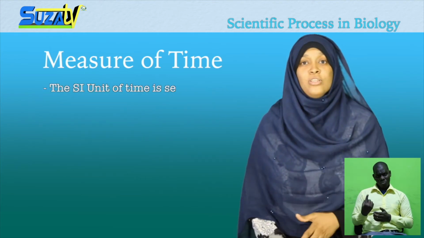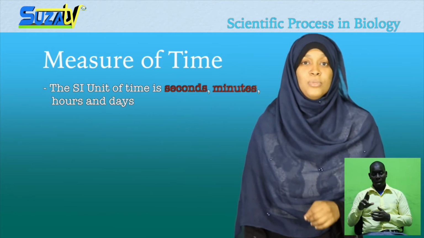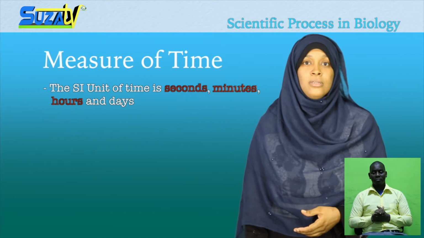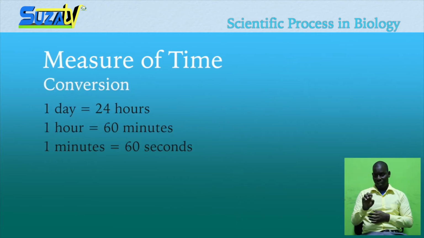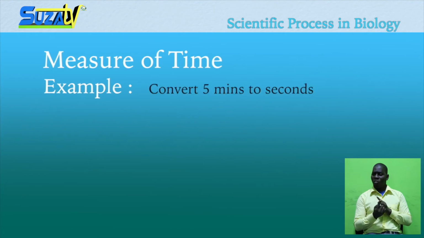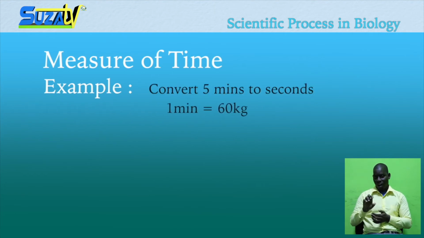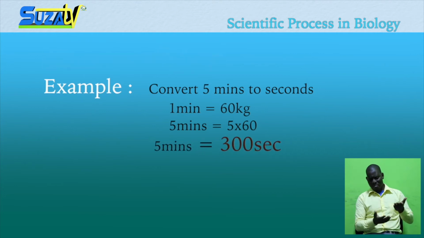The SI unit of time is seconds, but also can be expressed as minutes and hours and days. See their conversion on your screen. Example, convert 5 minutes to seconds. From the conversion, 1 minute is equal to 60 seconds. So 5 minutes is equal to 5 times 60, which is equal to 300 seconds.